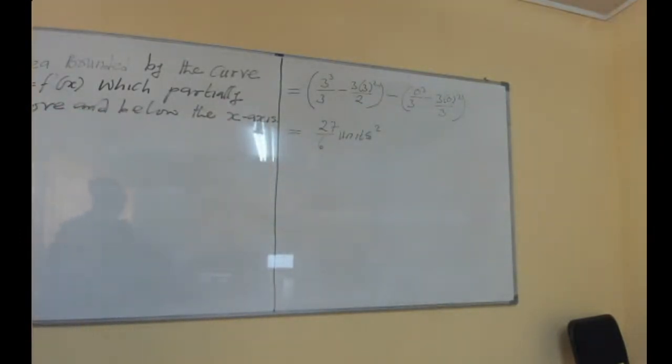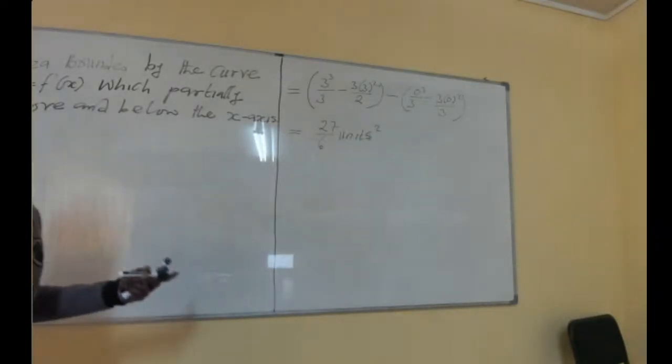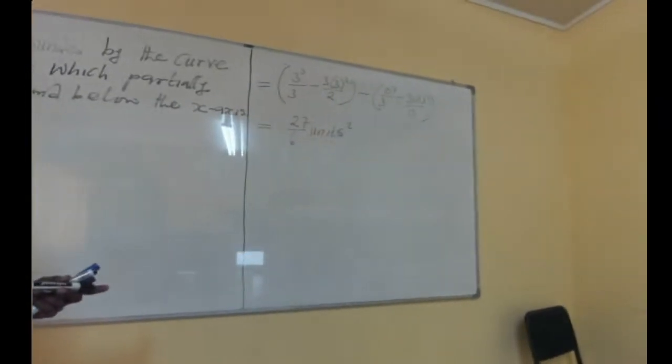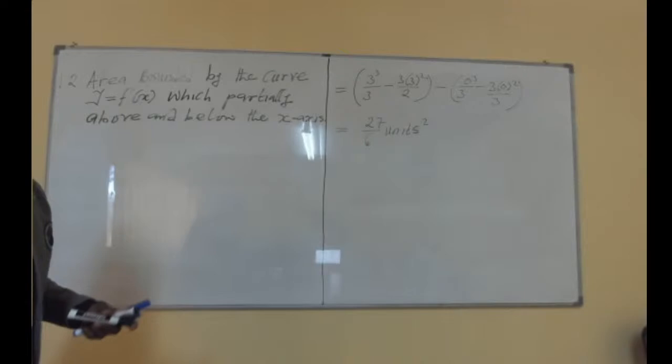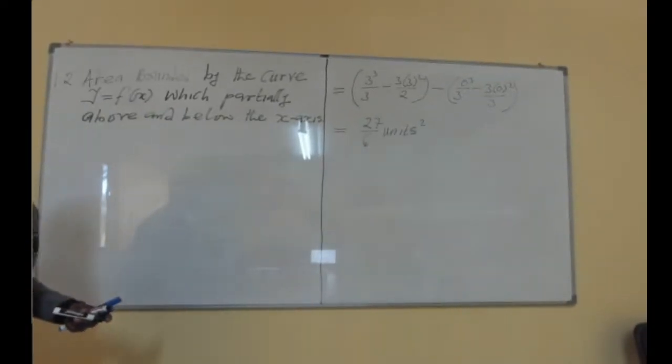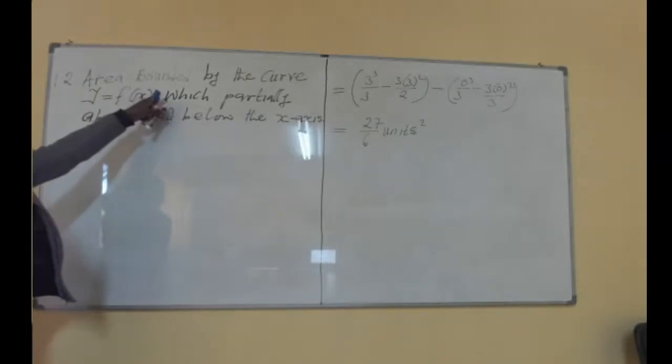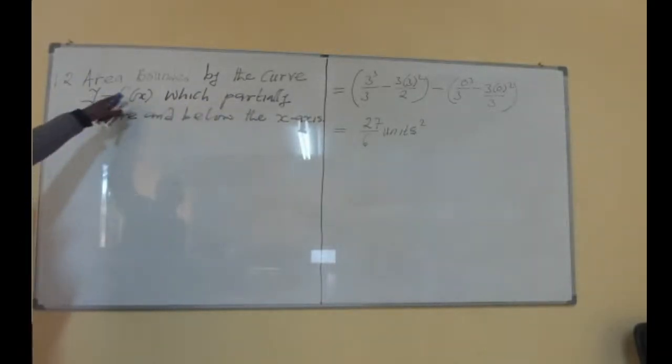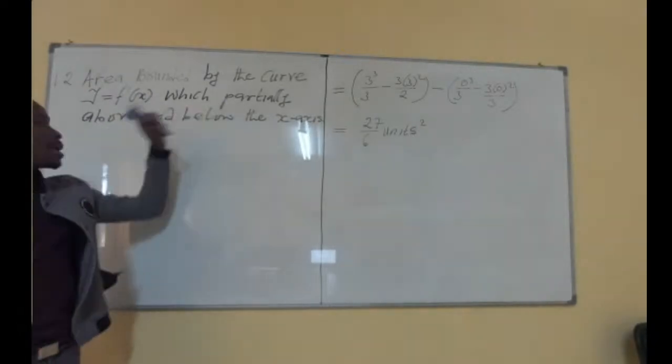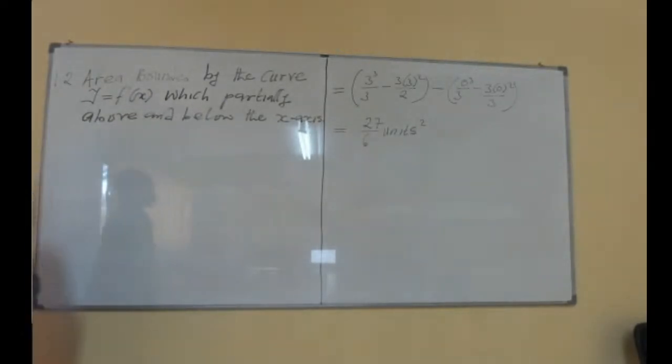So we have a situation where this curve, like the sine and the cosine function, is partially above the x-axis and below the x-axis. That's how it works. So if you have such a scenario, the area bounded by the curve y equal to f of x is partially below the x-axis and also partially above the x-axis.